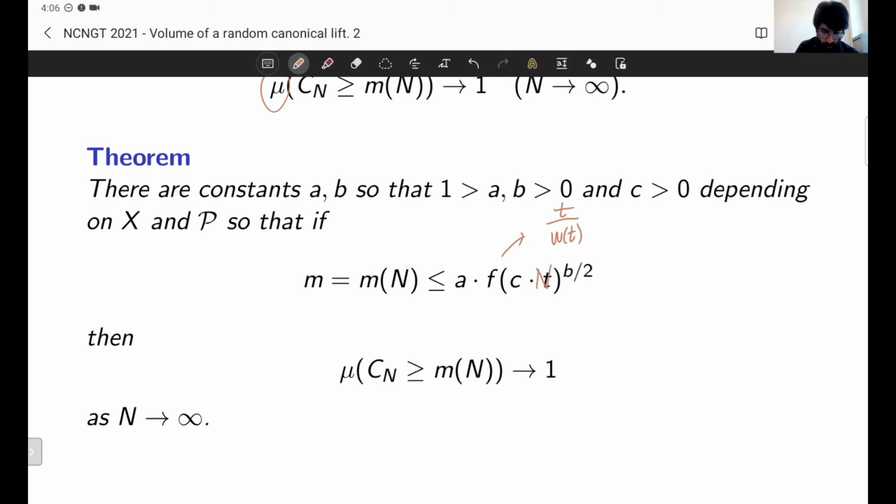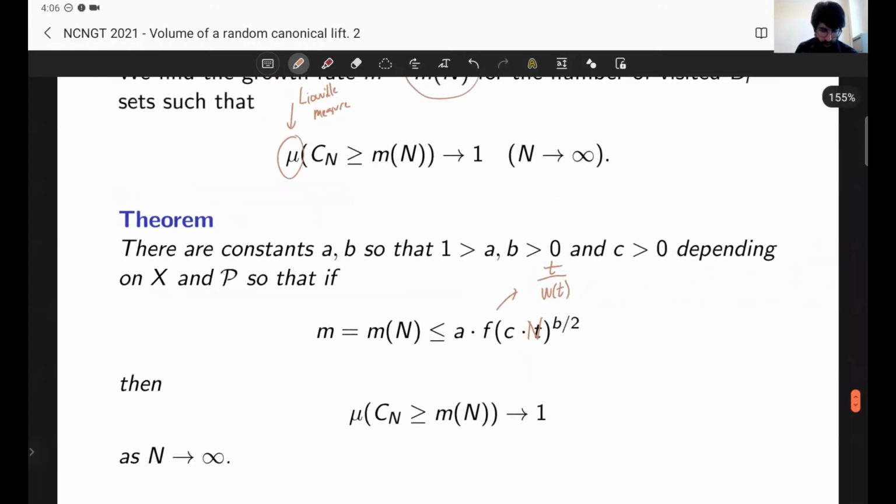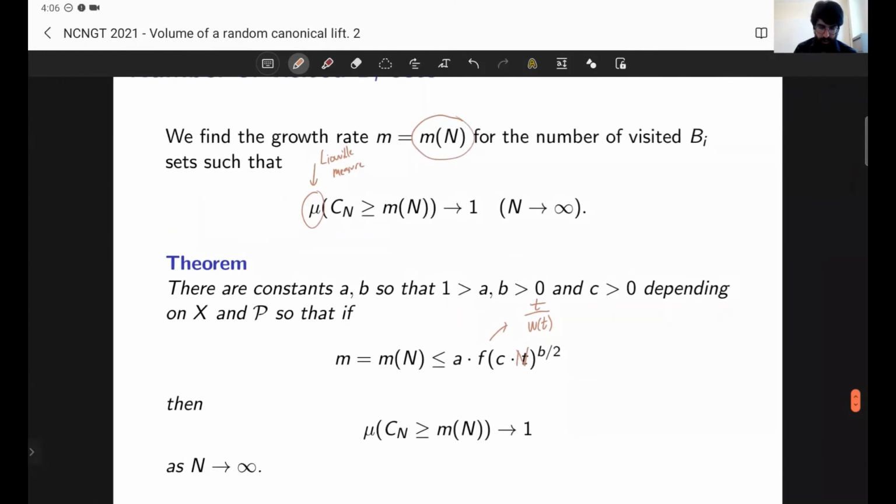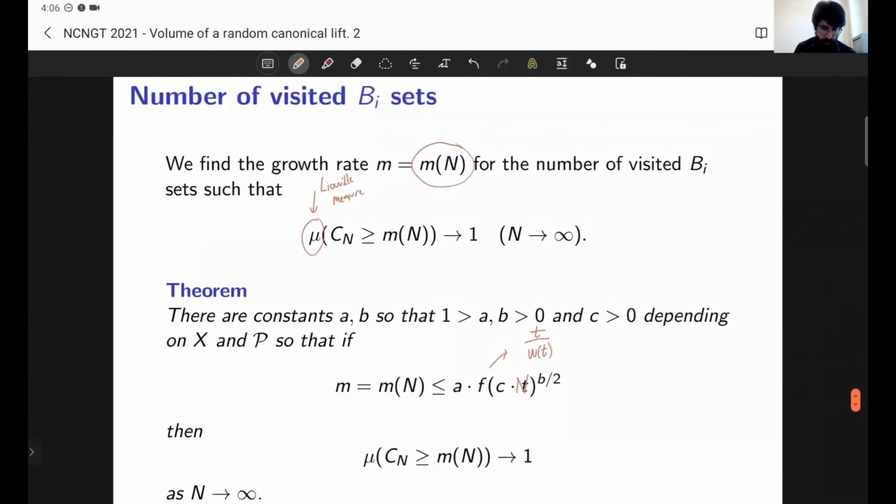So if we take this growth rate, then we can guarantee that this probability goes to 1 when n goes to infinity. Okay, so this is going to be the goal to prove, to connect this whole discussion to the dynamical picture.